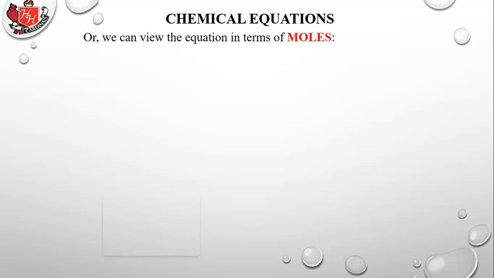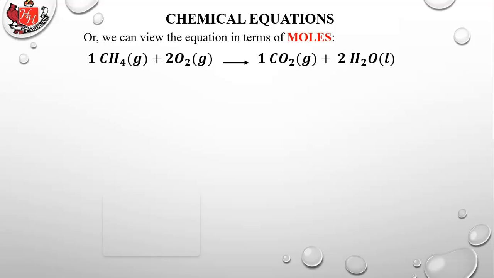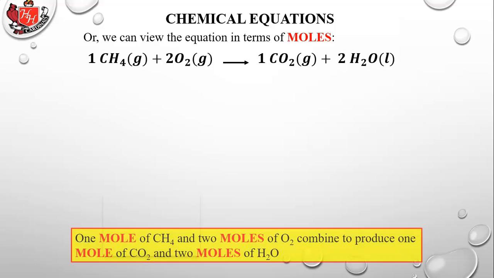Or we can view the equation in terms of moles. That's simply these big baskets of 6.022 times 10 to the 23rd atoms or molecules. And again, why do we want to use these big baskets? Because we can actually physically see them and weigh them on a scale. So that's why we really want to work in moles and think of things as being in terms of moles. So there's the same equation.